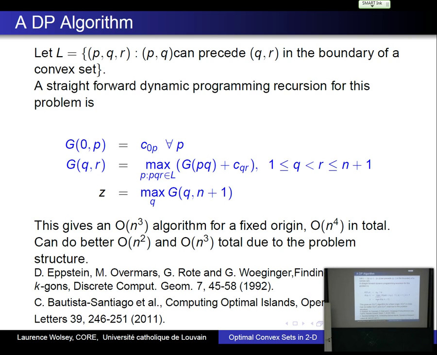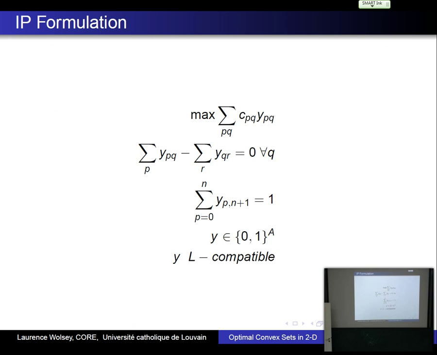But still, we said, let's try and write down the IP in the arc space and try to understand what we get. This is just the natural thing: we're sending a flow of one unit from the origin back to the origin, or back to node n+1, which is at the same spot. And then we've got this condition of compatibility, the convexity condition, on successive arcs.